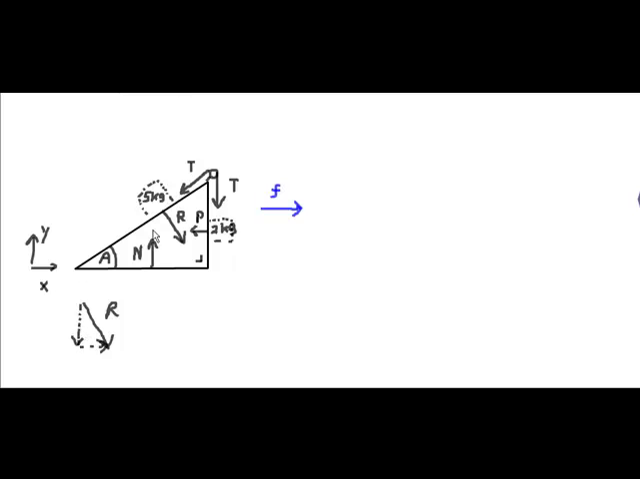Again, by the trigonometry, if that's A, that's 90 minus A, so that's A again. That's going to be R cos A and R sin A. And same with T. This T is okay, but this T up here needs to be resolved.